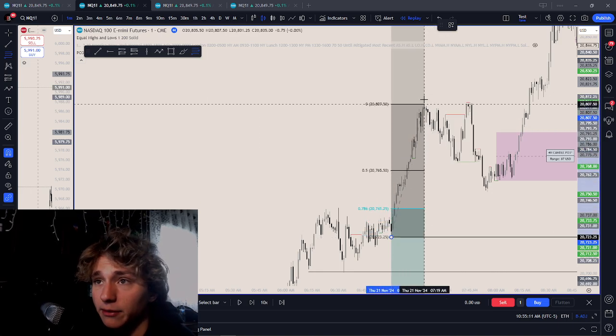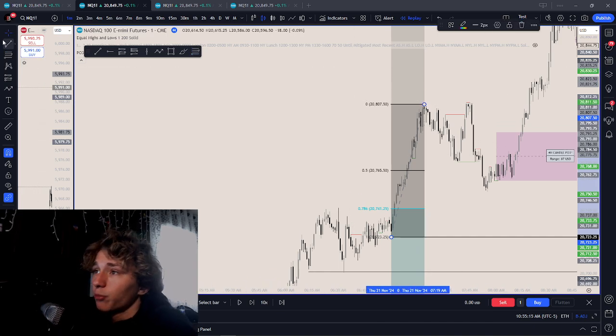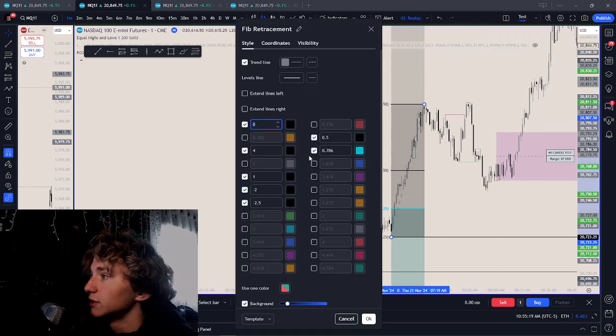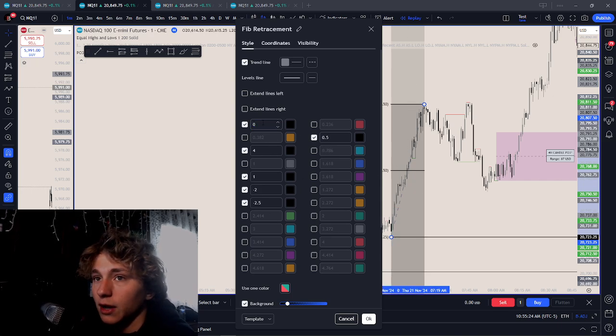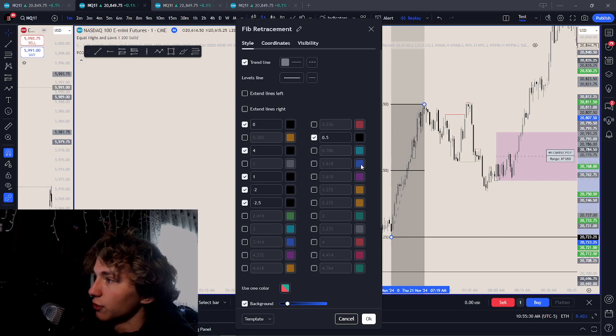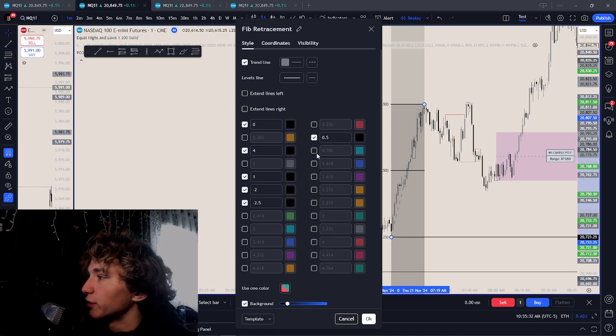You could use this high because technically that was the high that formed. And you'll see 0.5. If you don't see 0.5, come over to settings, and these are the levels that I use. I use 0, 4, 1, -2, -2.5, and 0.5. These are the only levels that I use. You can use any of these other levels. They can work.